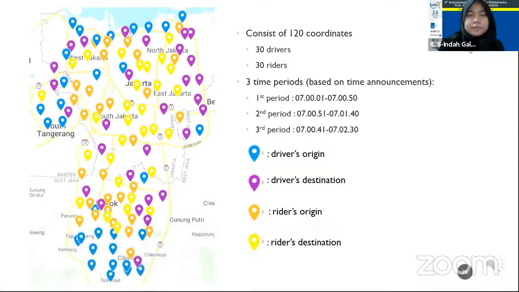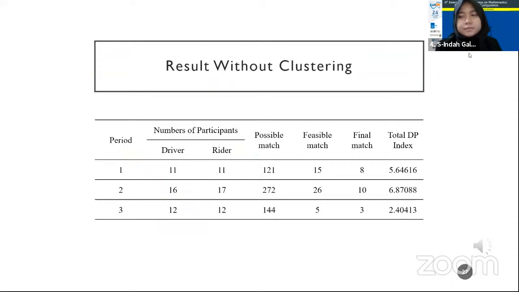The experimental data used in this paper consists of 120 coordinates. These coordinates consist of 30 coordinates of drivers' origin and destination and 30 coordinates of riders' origin and destination. The total time period in this paper is 3 time periods with 50 seconds as the time step. The first time period consists of drivers and riders with time announcement in the interval 7 o'clock 1 second until 7 o'clock 50 seconds, and so on.